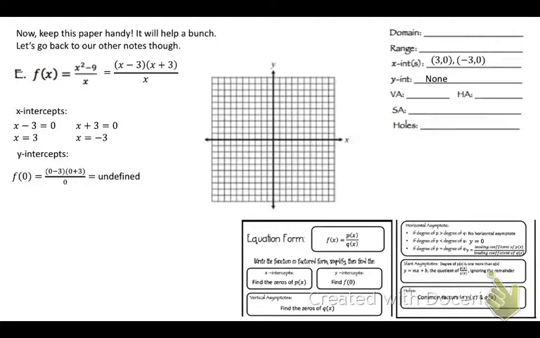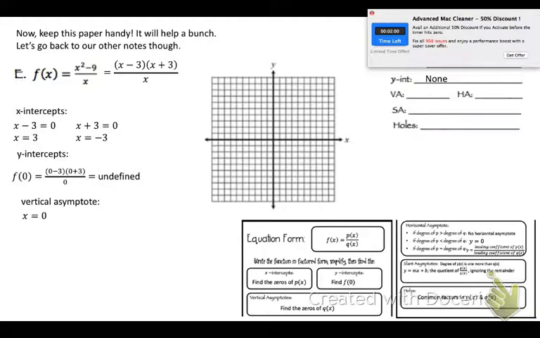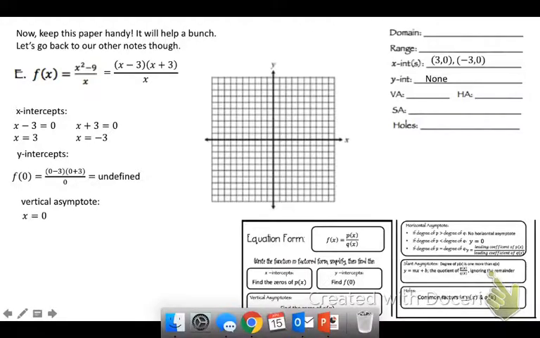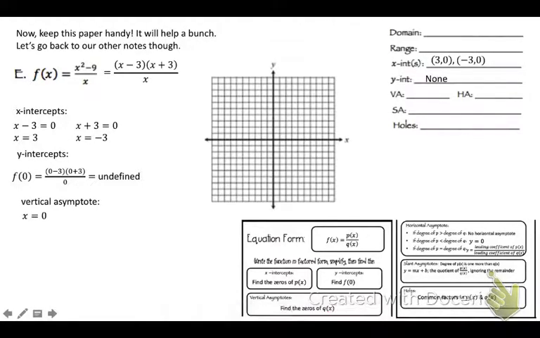Vertical asymptotes. So at the bottom equal to 0, we have x equals 0. My vertical asymptote is x equals 0. Horizontal asymptote, the degree of p is greater than the degree of q. So there is no horizontal asymptote. There is a slant asymptote, though, because the degree of p is 1 more than the degree of q.